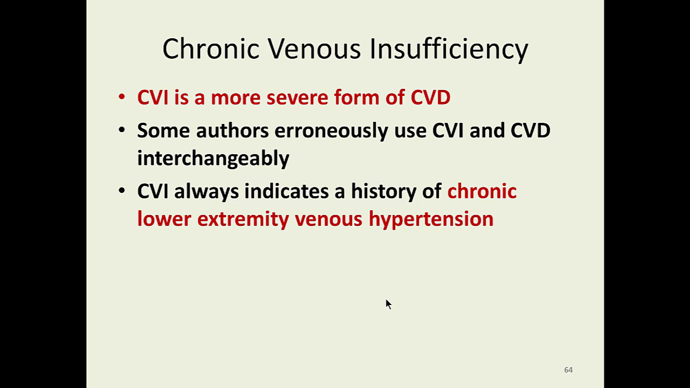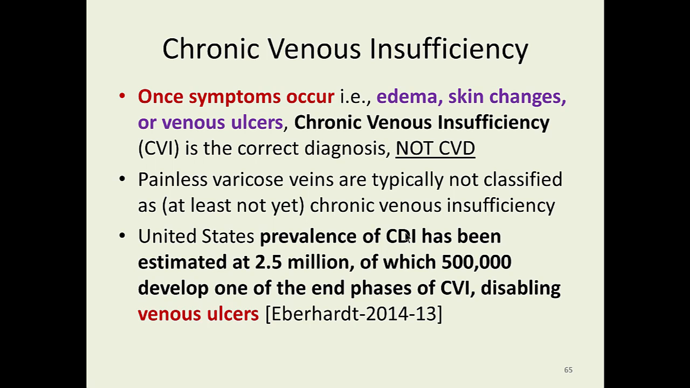Chronic venous insufficiency, now these are the more severe symptoms. It's a more severe form of CVD. Some authors, we talked about that. But chronic venous insufficiency always indicates a history of chronic lower extremity venous hypertension. So something is wrong with the valves if you see that in one of your patients. Symptoms are edema, skin changes, venous ulcers. Look at the prevalence here: 2.5 million people have these more serious signs, and 500,000 of them are severely disabling.